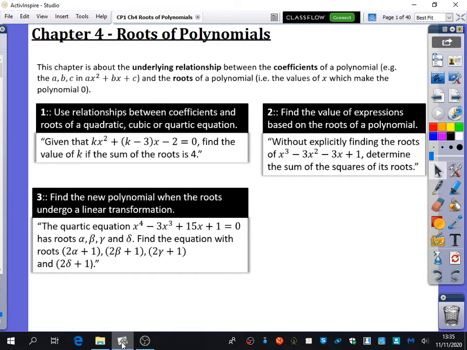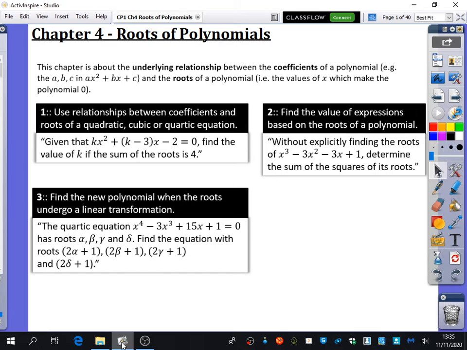So this is linking back to some of the things you've done in pure maths, but really what we're looking at here is just patterns and relationships. There's not an awful lot of real life applications of roots of polynomials, but what is interesting about this is just that these connections exist, and we like to explore these connections that exist.